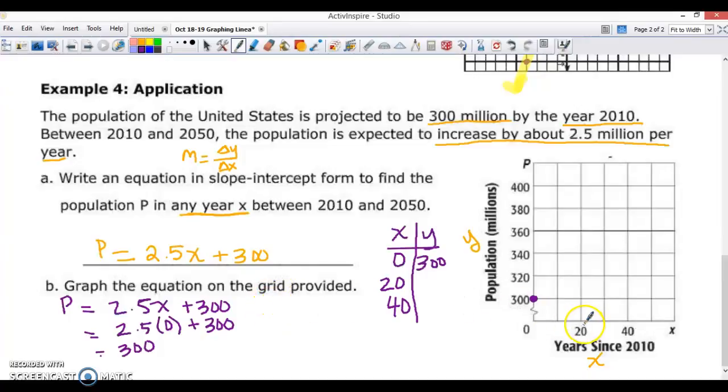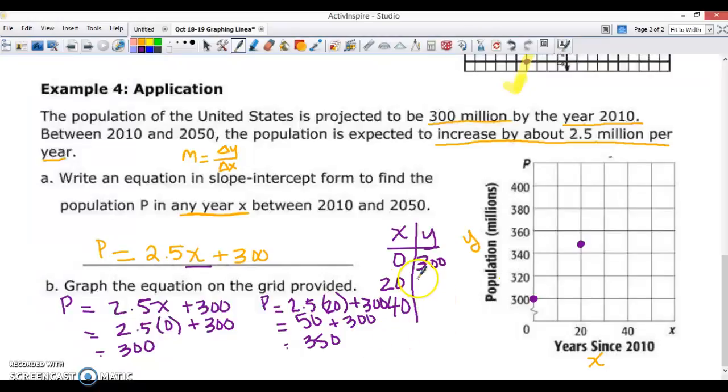All right. Then at 2020, I'll take the same formula. For x, I plug in 20. 2.5 times 20 plus 300. 2.5 times 20 is 50, and 50 plus 300 is 350 million. So at 20, my population rose to 350 million, which is somewhere in the center here.